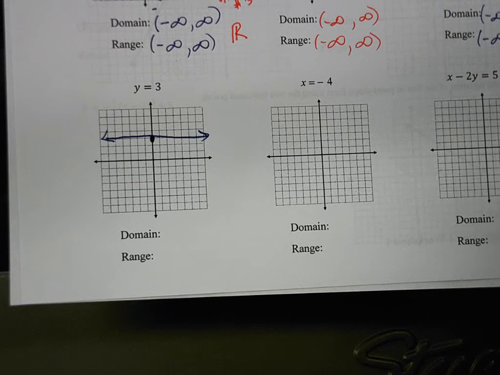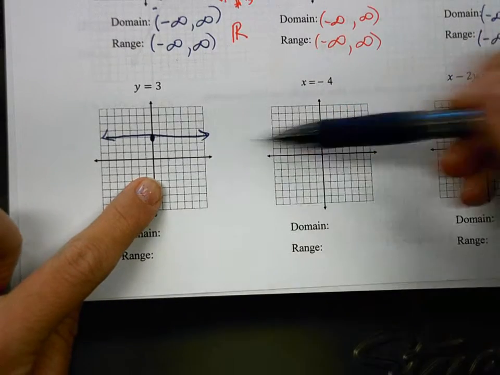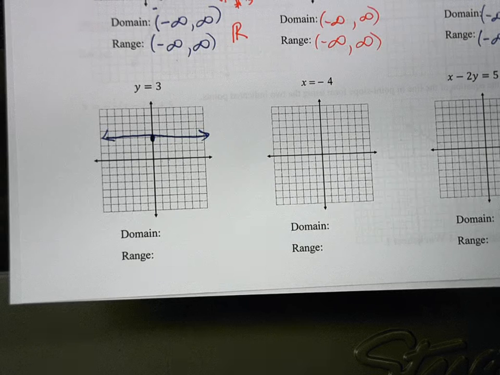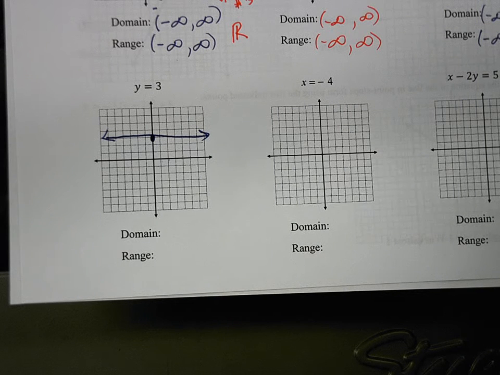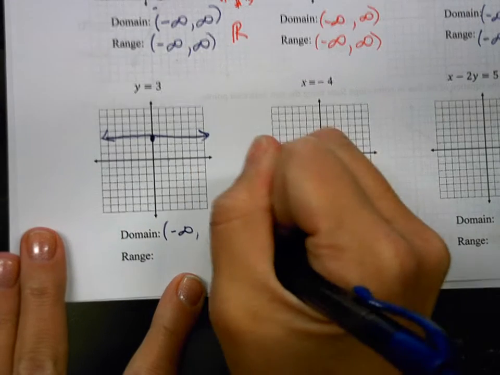So starting with your domain, what is going to be your domain on this? Domain is your x values. Look at this line. It's hitting 0, it's hitting 1, 2, 3, 4. Because it's going right and left. Your domain is your x going right and left. It's going to hit, very good. So your domain is negative infinity to positive infinity.